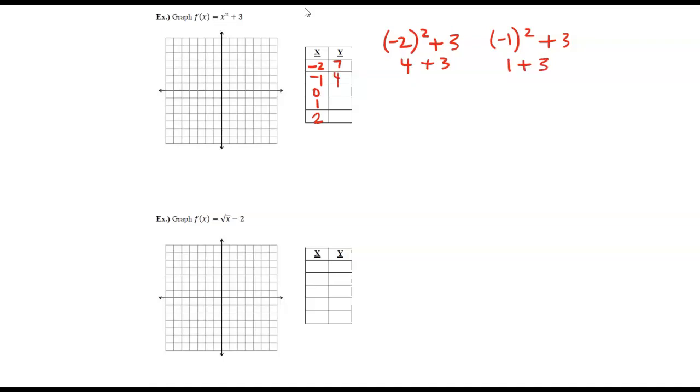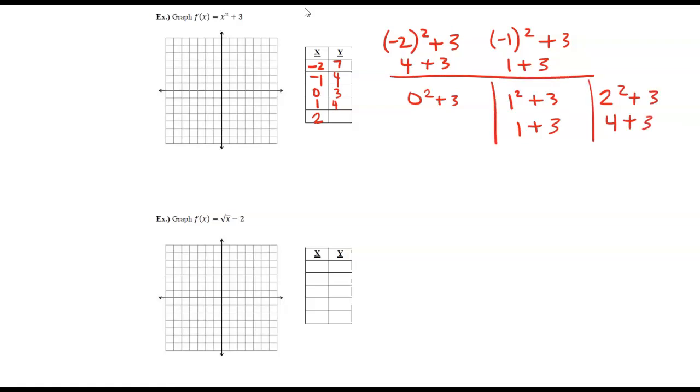0 squared plus 3, we'll just end up with 3. 1 squared plus 3, you'll notice we might be repeating here. So 1 plus 3 is just 4. And you probably have a guess for what that last one will be. 2 squared plus 3, still a positive 4 plus 3. And so we get 7 there.